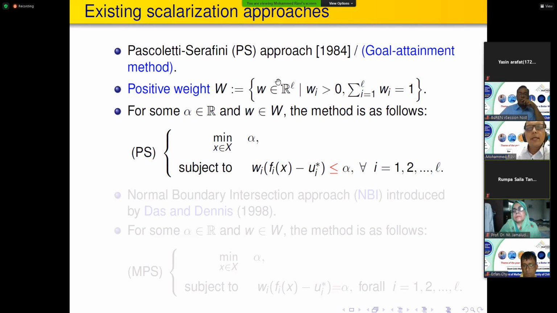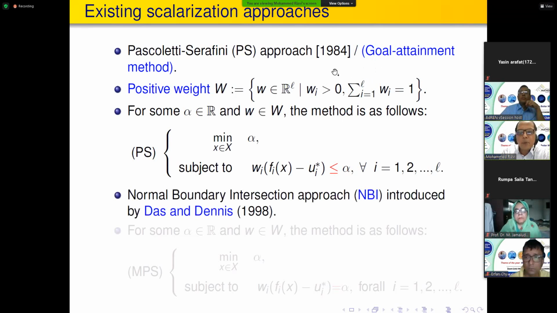Okay, now if you look at MATLAB, you will see that they built a solver, and inside the solver they have a special algorithm implementing the goal attainment method. As I said, it was introduced in 1984.